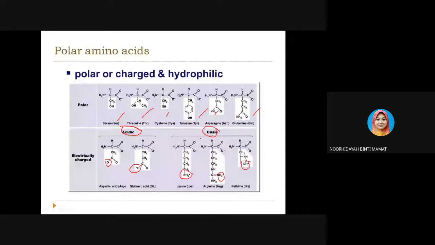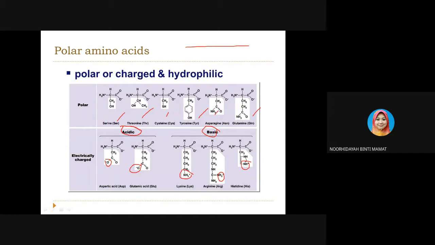Okay, as different R groups will allow what we call non-covalent bonds to form between amino acids, in any polypeptide chain. So for example, amino acids with charged R groups can form ionic bonds with other oppositely charged amino acids. Okay, so this is polar.